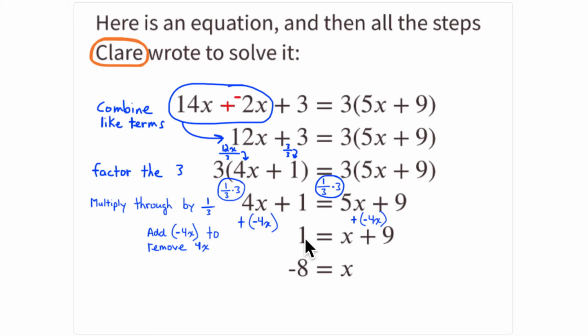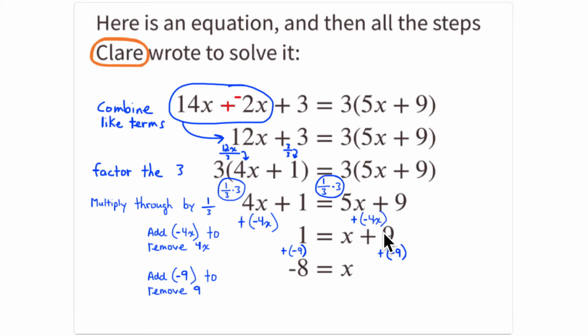On the other hand, Claire multiplied through by 1/3, so now she has just one group here, 4x plus 1, and one group here, 5x plus 9. So now she has to get rid of the x's on one side and the numbers on the other side. So she is going to get rid of this 4x by adding a negative 4x, and she's going to get rid of this 9 by adding a negative 9. So she moves all the x's over here and moves the numbers over here, and she's left with x equals negative 8.